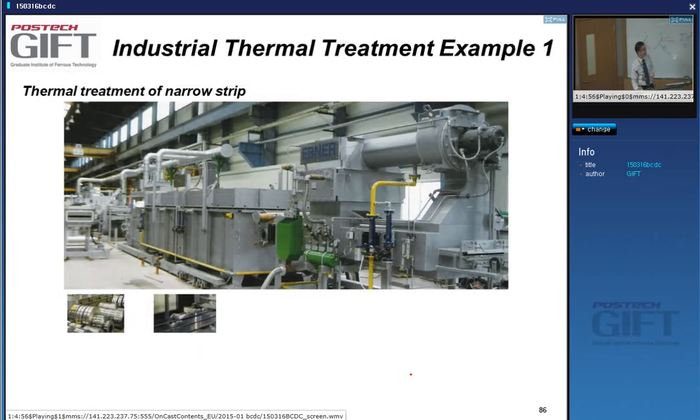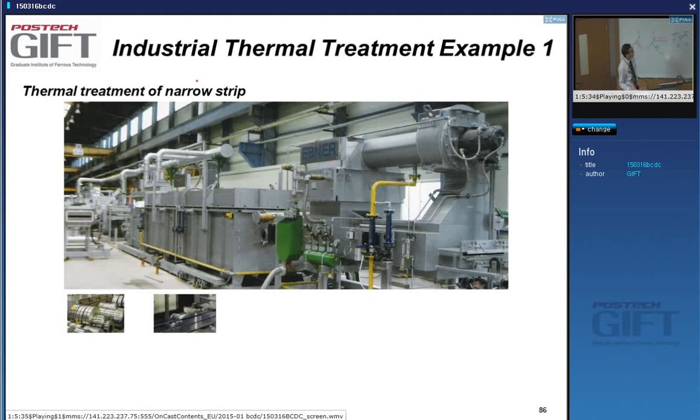Now, you may think this is all academic and very easy to understand, but it's actually used in practice, yes? There are furnaces and lines that produce large amounts of steels with special steel microstructures this way. For instance, this is an industrial line designed by a famous German company. They're all over the world, it's called Ebner. They're a very famous furnace builder.